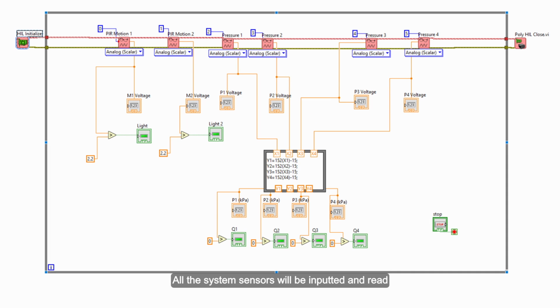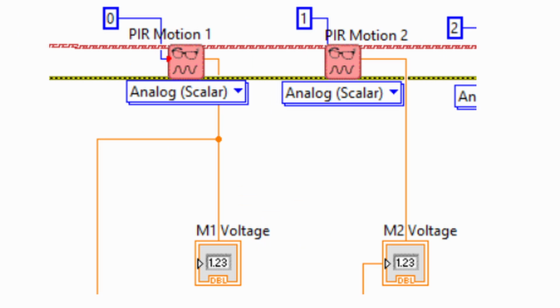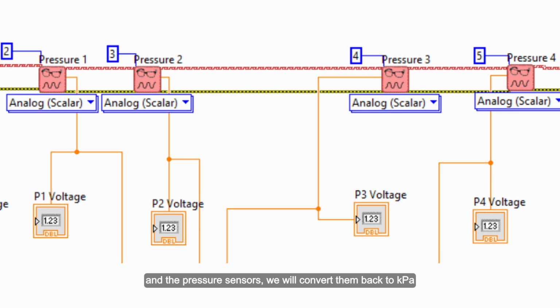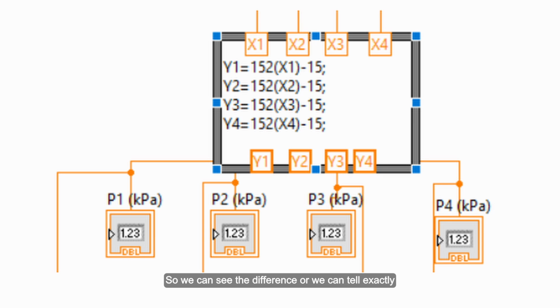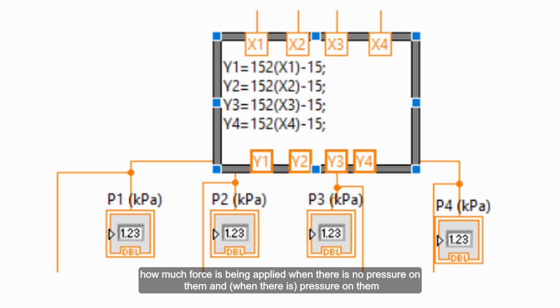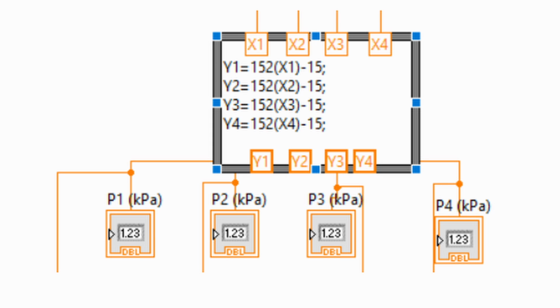All the system sensors will be inputted and read to our LabVIEW block diagram. The motion sensors will remain as a voltage reading, and the pressure sensors, we will convert them back to kPa so we can see the difference, or we can tell exactly how much force is being applied when there's no pressure on them and pressure on them.